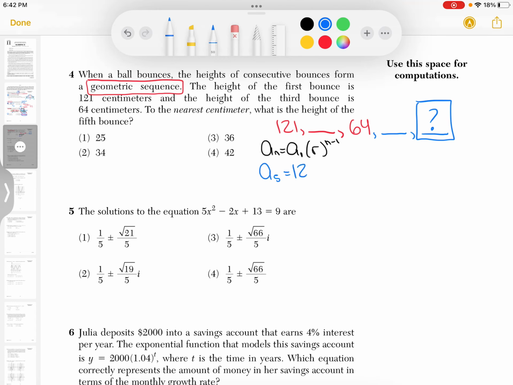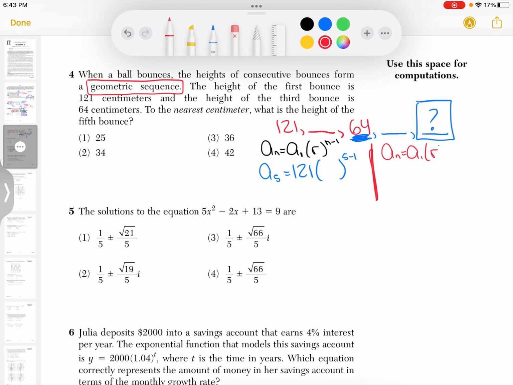Problem is, if I'm trying to find the 5th term, I would do A5 equals, my first term is 121. I would need to plug in r, and this would be 5 minus 1 up here because my n is 5. Unfortunately, I don't know what the ratio is. That's why it gave me the 3rd term. It's going to help me find the common ratio.